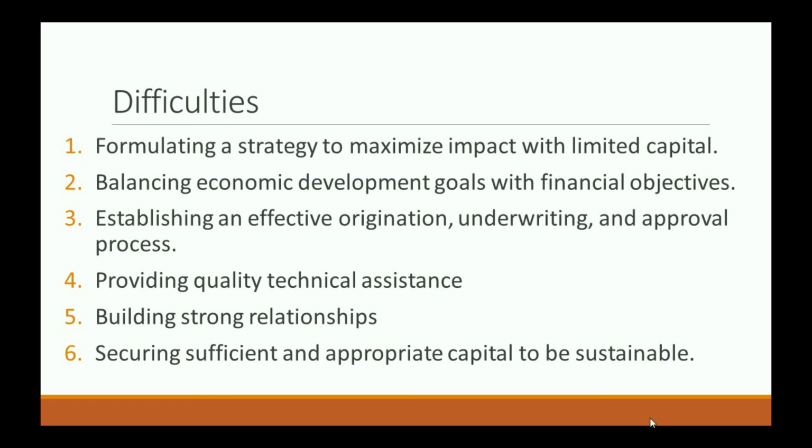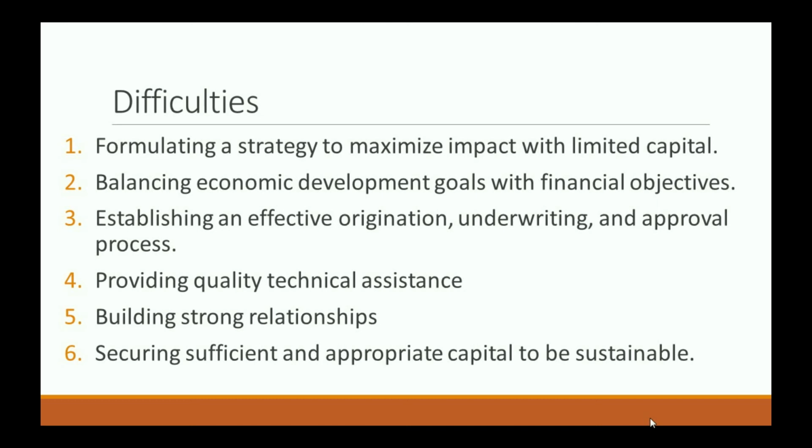Third, establishing an effective origination, underwriting, and approval process. So maybe we don't need to rely on just one or two people to decide yes or no on a loan. Maybe we need a formal underwriting process that is ensuring that our borrowers are creditworthy and they will repay the money that they have borrowed.